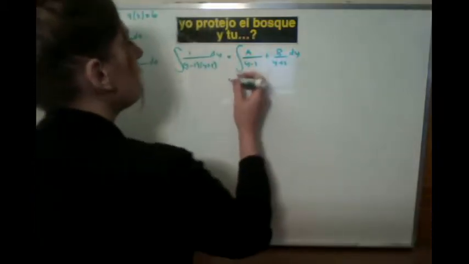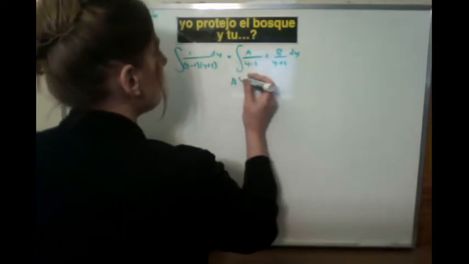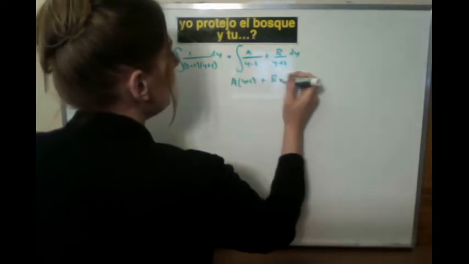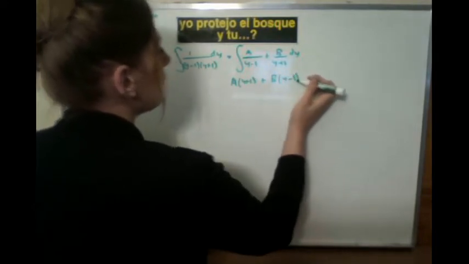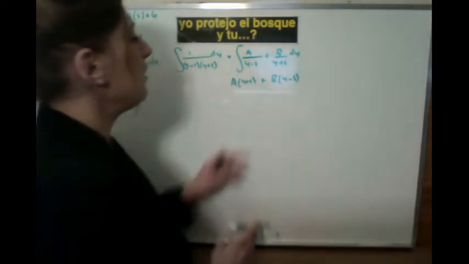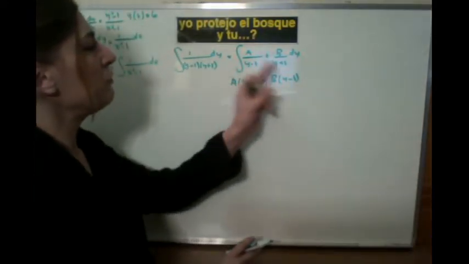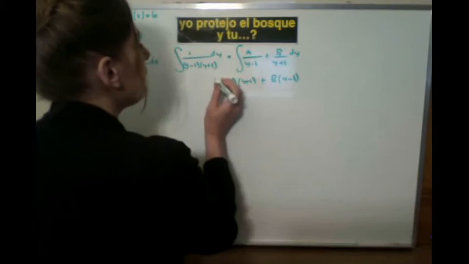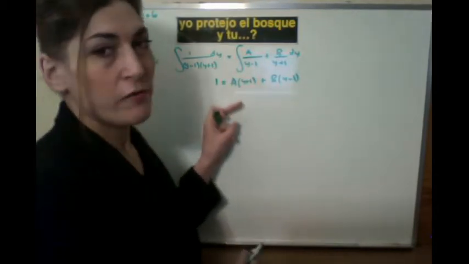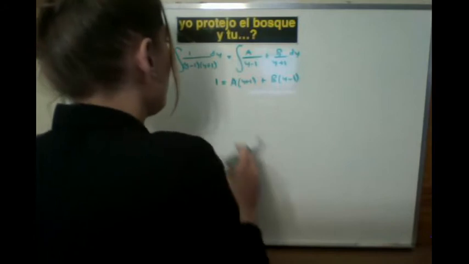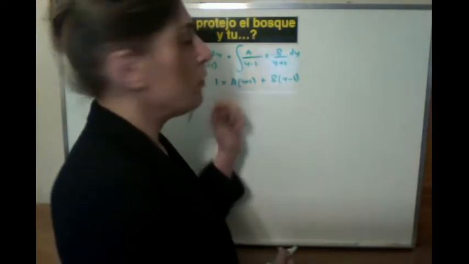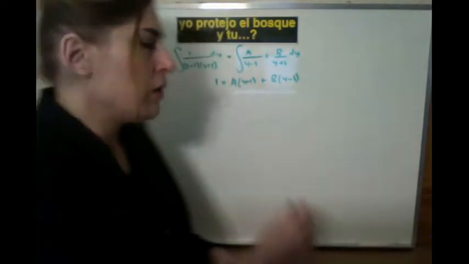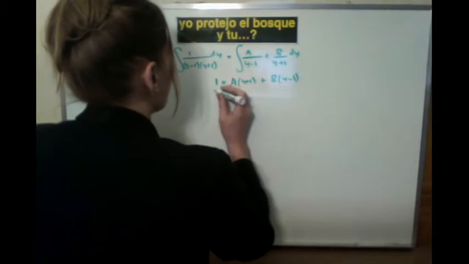If we multiply a times y plus 1, and we multiply b times y minus 1, then we have a common denominator for the two fractions. Taking this equation and setting it equal to the constant, we can now solve for a and b. To solve for a and b, we want to plug in values of y so that one of the variables equals 0. First, we plug in y equals 1.